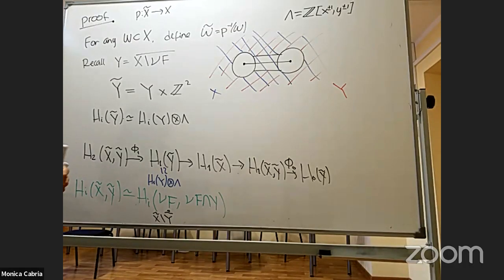Okay. And in the green line, the relative group is reduced to this homology of the neighborhood module as a boundary. Okay?